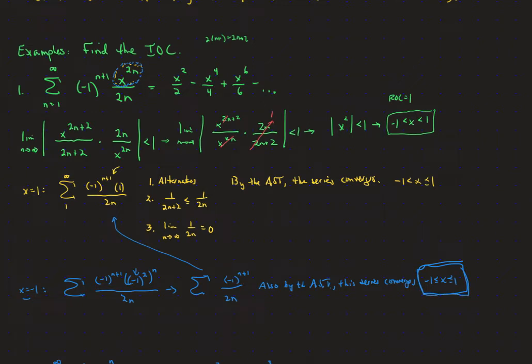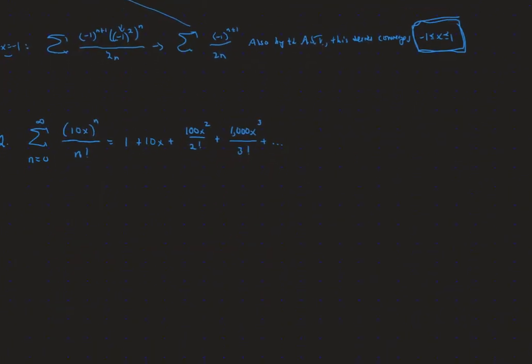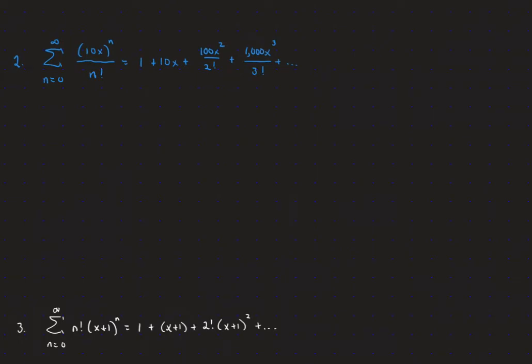I know it seems really crazy that you do the same amount of work for each of the endpoints that you do for finding all of the rest of them in the interval. So going from a radius of convergence question to an interval of convergence question essentially multiplies the amount of work by 3. I know, it's kind of crazy. Okay, let's look at our next one.